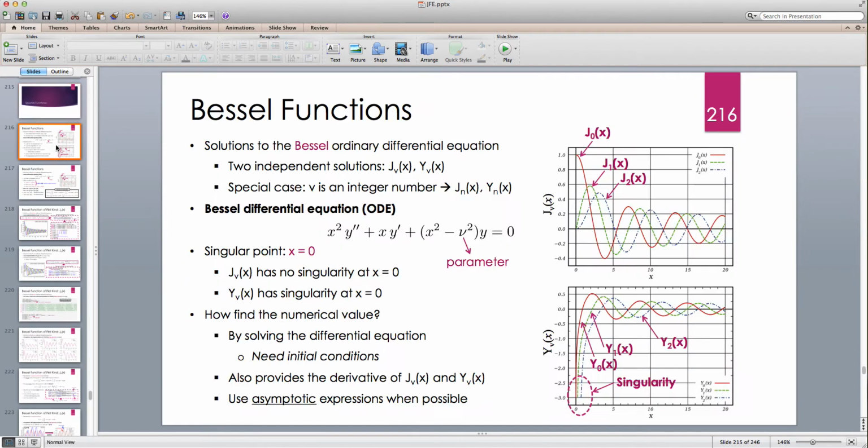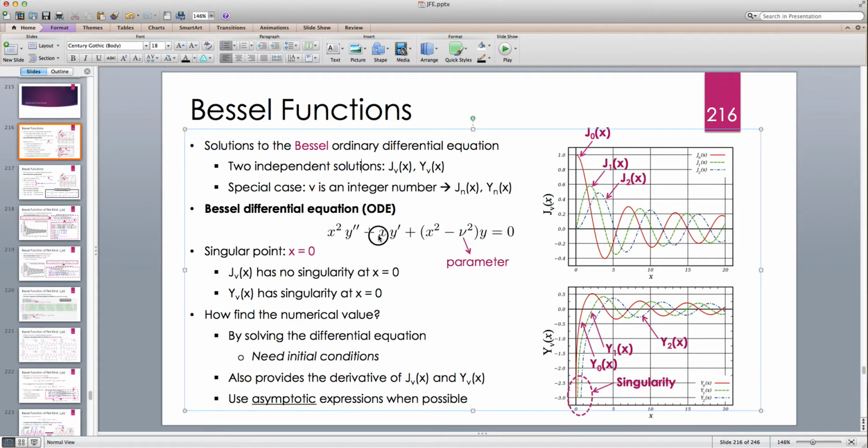One of the most important functions is Bessel functions. So what are Bessel functions? Bessel functions are the solutions to the Bessel ordinary differential equation. What is the equation? This is the Bessel equation: x squared y double prime plus x y prime plus (x squared minus nu squared) times y equals 0. So this nu is the parameter of the Bessel equation or Bessel functions.